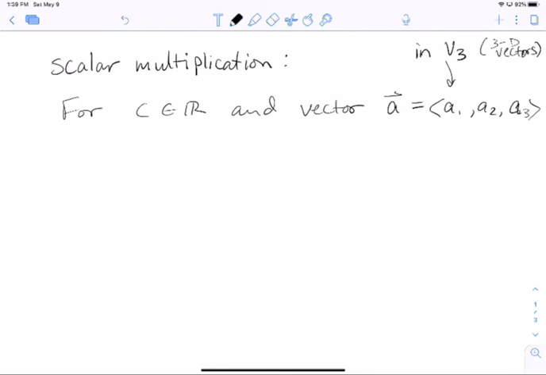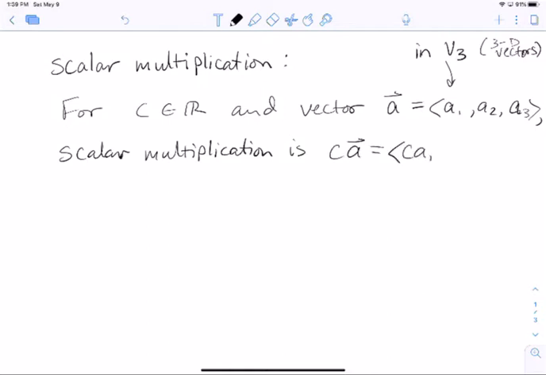Back to what we were talking about, for C and A, scalar multiplication is C times A, and it has the effect of multiplying each of the components by C. And so we'd have CA1, CA2, CA3 as the result. Notice the C doesn't have a hat on it. The A does have the arrow on it, and that's how we distinguish a scalar from a vector. Another way to put that is, if I were to write this CA without putting the vector arrow over A, it would be incorrect.